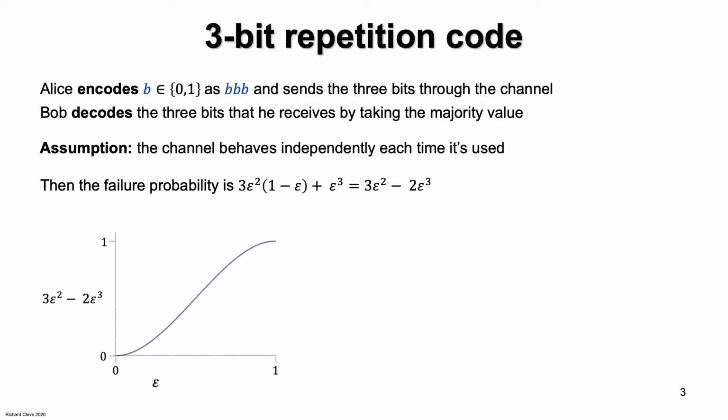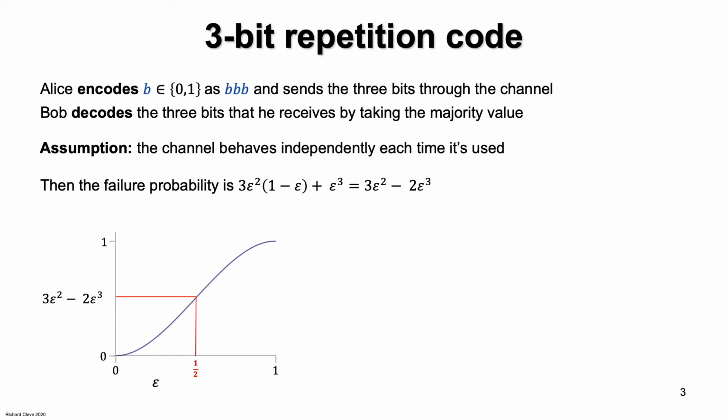Here's a plot of this as a function of epsilon. If epsilon is 1/2, then there is no improvement. The success probability remains at 1/2. But this should not be surprising, because if epsilon is 1/2, then the channel sends no information. It just outputs a random bit uncorrelated with the input bit.